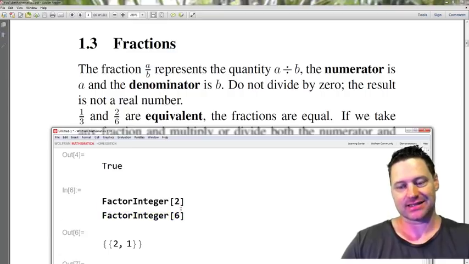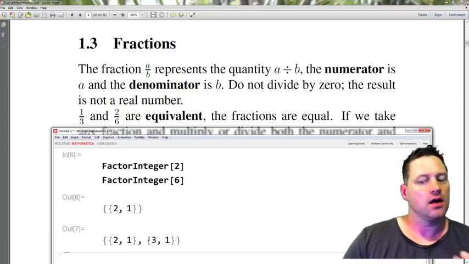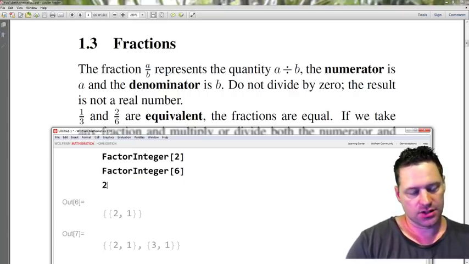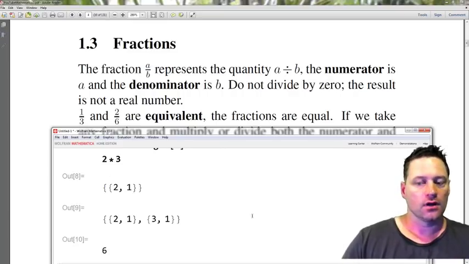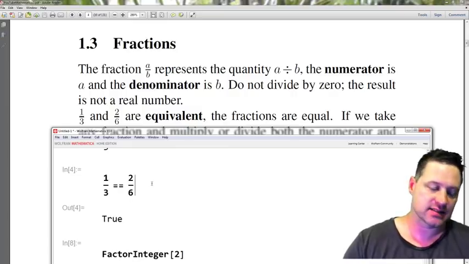Factor integer 6. It says 2 times 1 and 3 times 1. In other words, 2 times 3 is 6. So we have found out that 2/6.